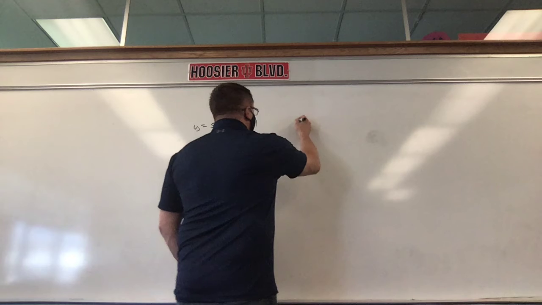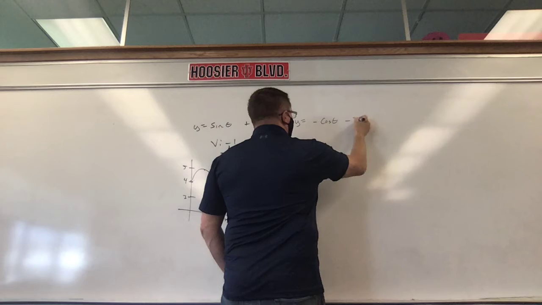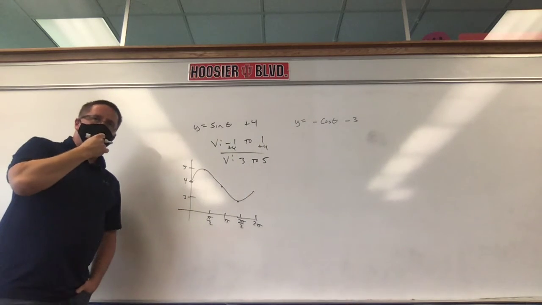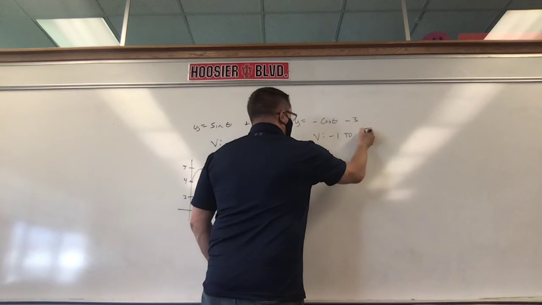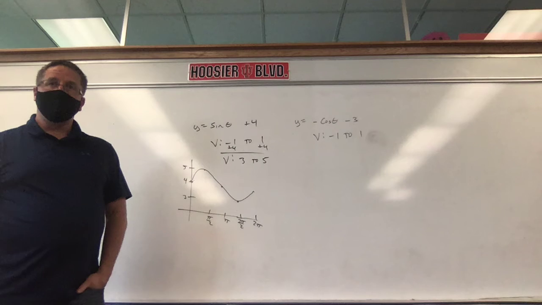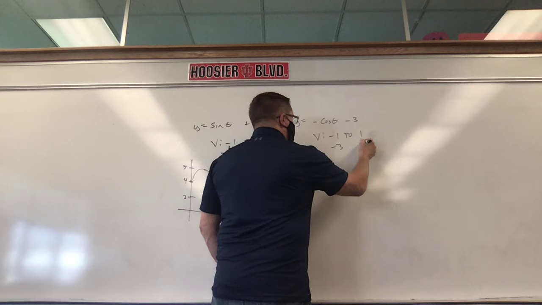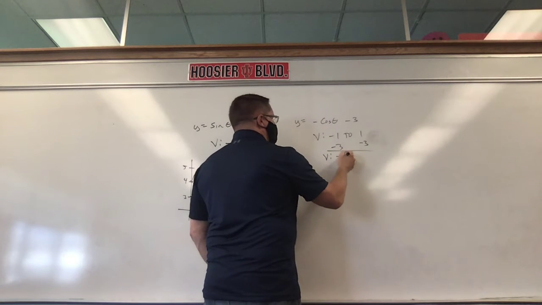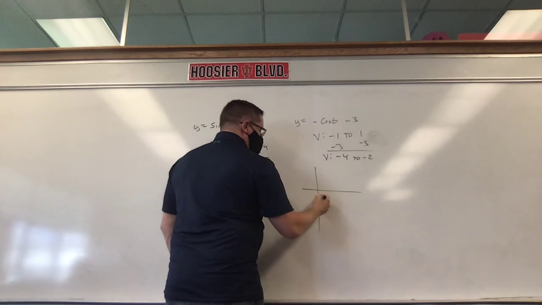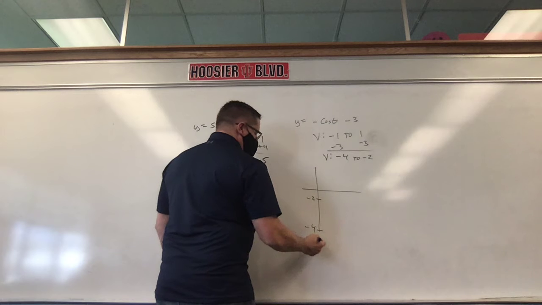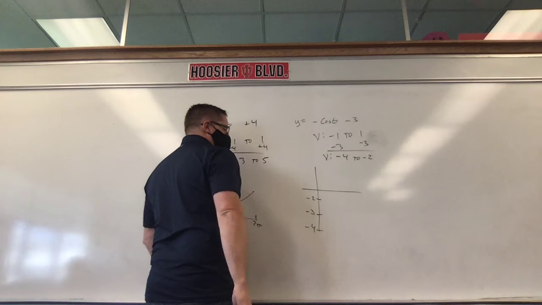Let's try this one. y equals negative cosine theta minus 3. I would really encourage the first thing you do is put down the values negative 1 to 1, but do what to those values? Minus 3 to each. So vertically, it's going to go from negative 4 to negative 2. So we put negative 2 here, negative 4 here, and halfway between -2 and -4 is -3.